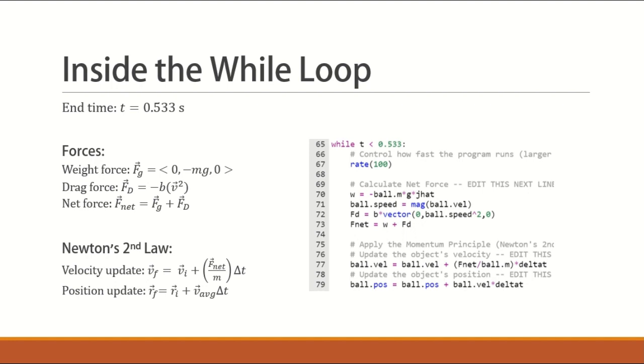Like Lab 1, this lab emphasizes the use of Newton's second law to update the ball's velocity and position. First, we update the velocity using the velocity update formula. V final equals V initial plus F net over mass times delta t. After that, we update the position using the position update formula. R final equals R initial plus V average times delta t. We use the new velocity as the average velocity.